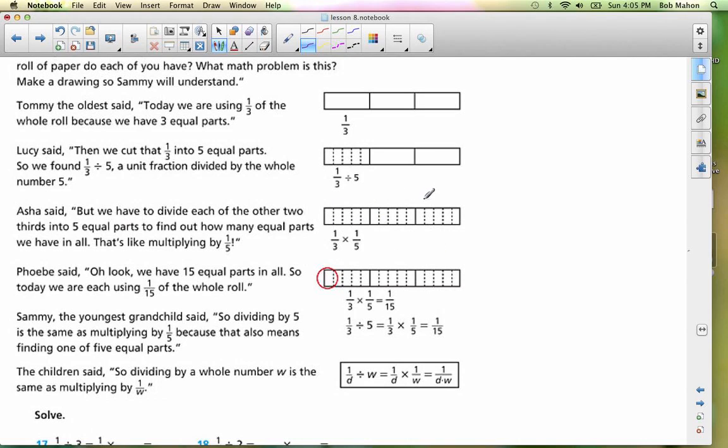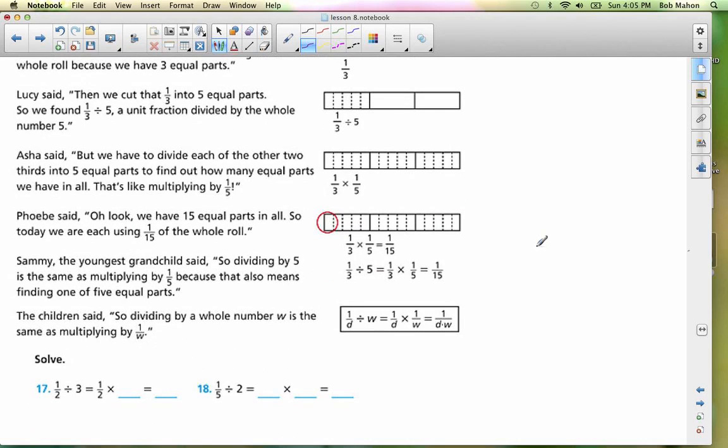If there's 5/3 here, there's 5/3 here, and there's 5/5 here, here, and here, right? So one of those little chunks, the whole, is 15. So it's 1/15. Okay? So Sammy, the youngest child, said, so dividing by 5 is the same as multiplying by 1/5 because you're finding equal parts.